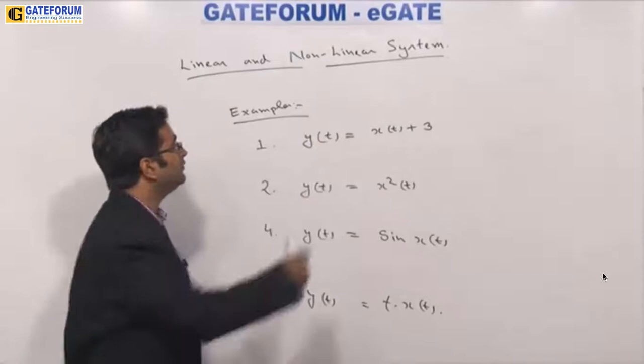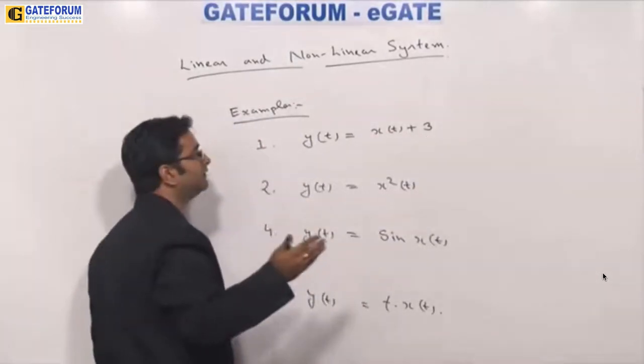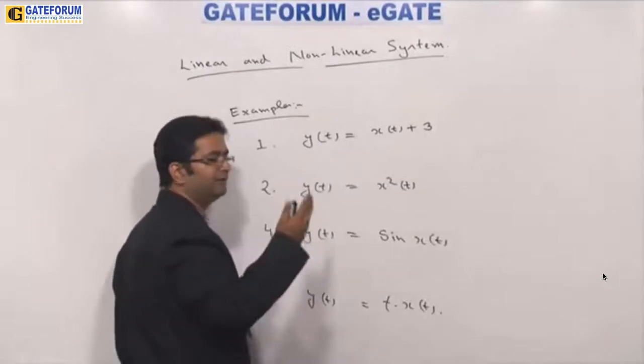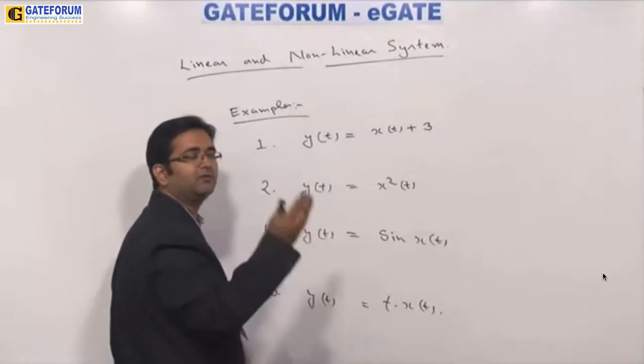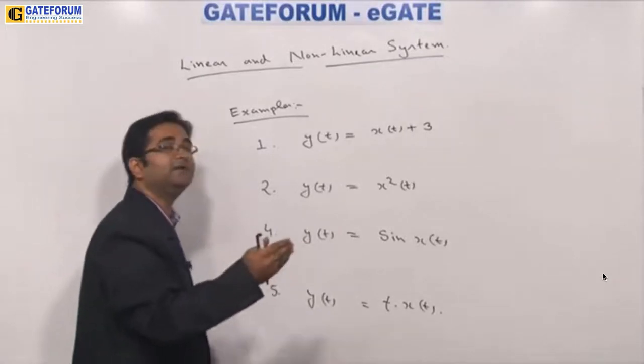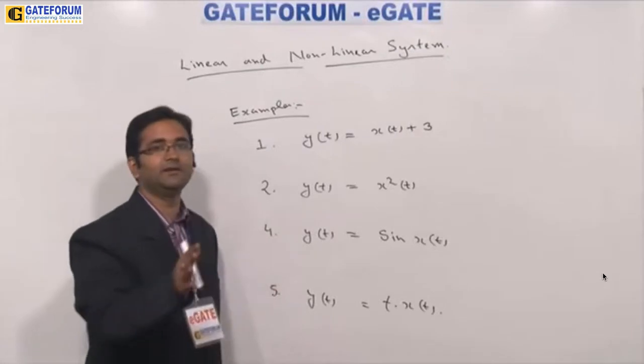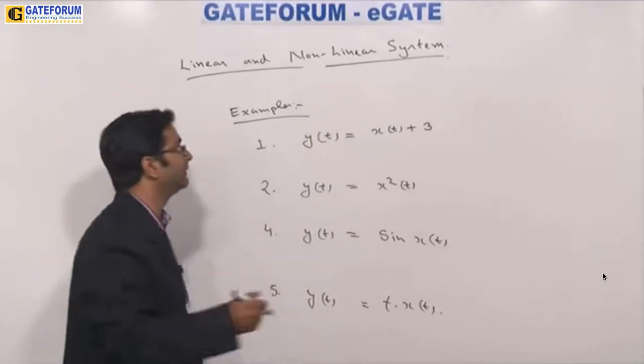Now, to see whether the given system is linear or non-linear, a simple thing is to apply the input x1(t) and see y1(t), apply the input x2(t), see y2(t), apply both x1(t) plus x2(t) simultaneously and see whether that is equal to y1(t) plus y2(t) or not. If it is equal to y1(t) plus y2(t), it is linear. If it is not equal, it is non-linear.